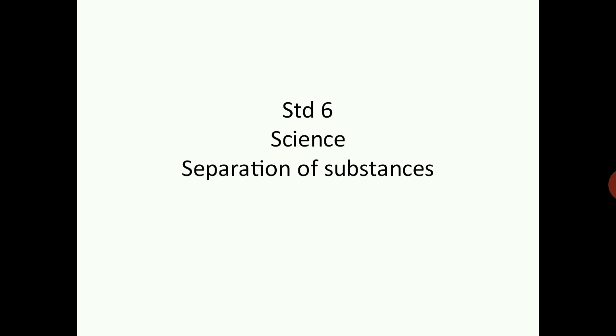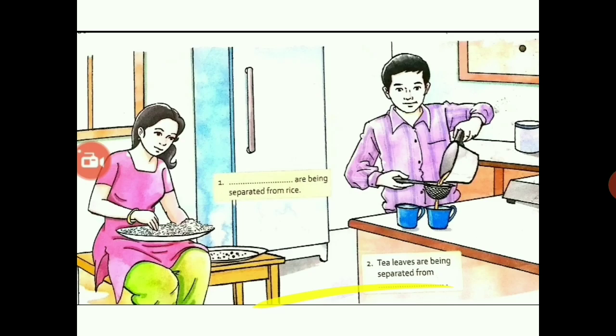You must have seen your mother separating stones from pulses. Similarly, tea leaves are separated from liquid using a strainer. In all these examples, a separation is done. Why? In our everyday life, we call various substances pure, like pure honey, pure water, and pure silk or wool. Pure means not mixed with anything else.